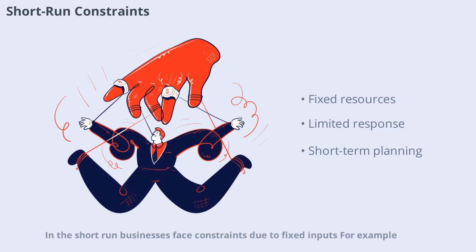In the short run, businesses face constraints due to fixed inputs. For example, a factory can't instantly expand its building or buy new machines. These limitations affect how quickly a company can respond to changes in demand or market conditions.